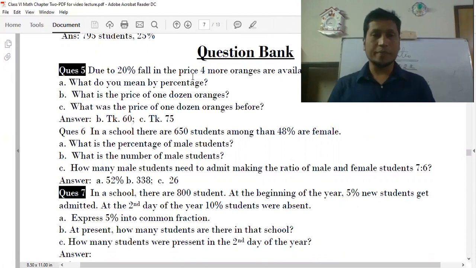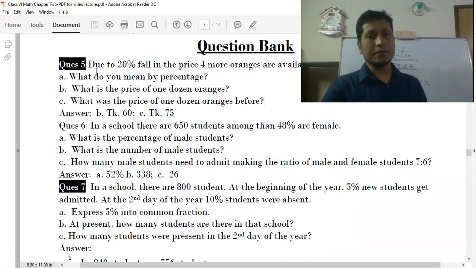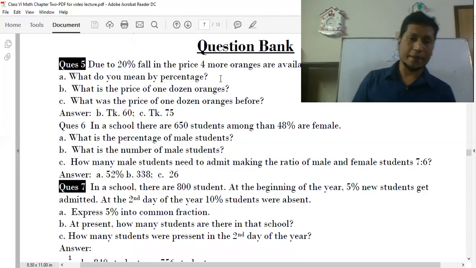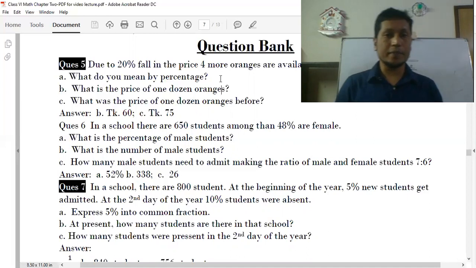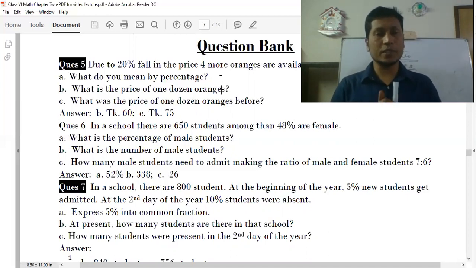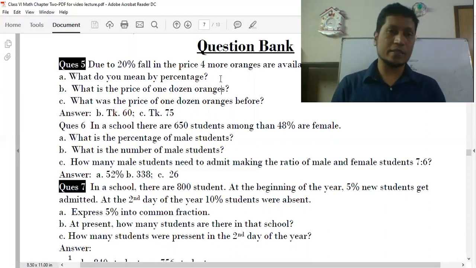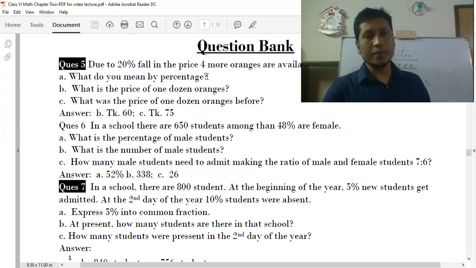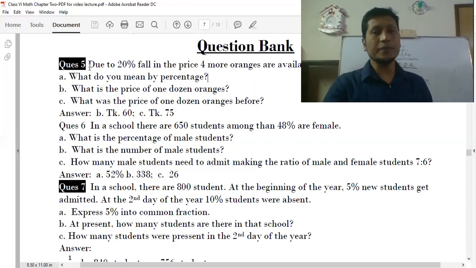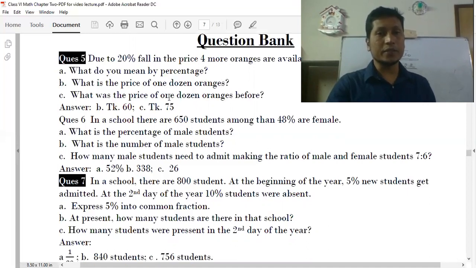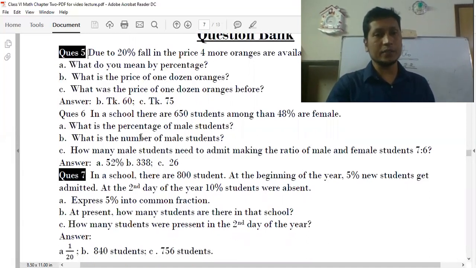Okay, for your betterment, I am giving some similar kinds of maths. You can see here, due to a 20% fall in the price, four more oranges are available at Taka 100. It's very important for your exam. Okay, this math is very important, and this is one of the most important maths in your exercise. So you must solve it. In my next video, I will solve it. You will try at your home today. In my next video, inshallah, it will be solved. So you will try at your home.